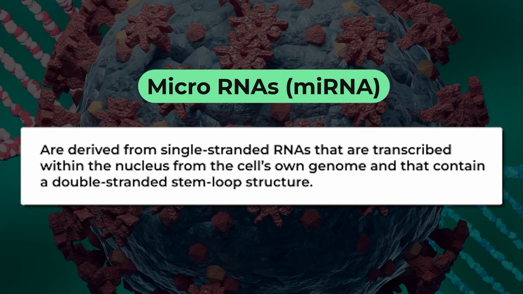Moving ahead to microRNA. These are derived from single-stranded RNA that is transcribed within the nucleus from the cell's own genome and that contains a double-stranded stem loop structure. What happens in the nucleus when the mRNA is synthesized via transcription? They are single-stranded. What happens sometimes? They make a loop-like structure within themselves. These are single-stranded RNA.